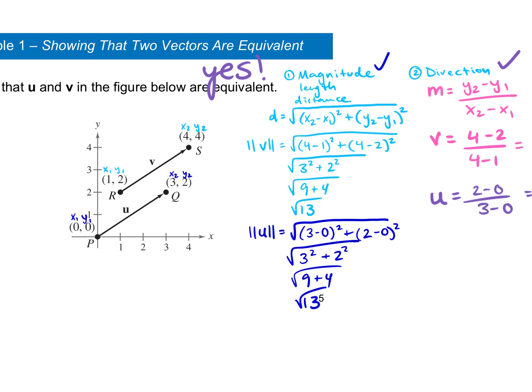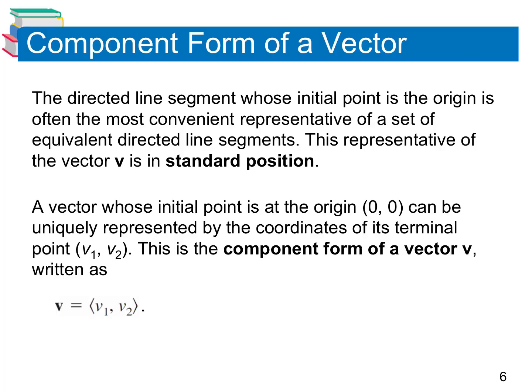Yes. So in order for them to be equivalent, the magnitude and the direction have to be the same. The next slide says the directed line segment whose initial point is the origin is often the most convenient representation of the set of equivalent directed line segments. This representation of the vector v is in standard position. So in standard position, our initial point starts at the origin.